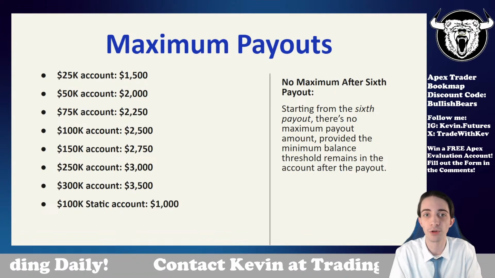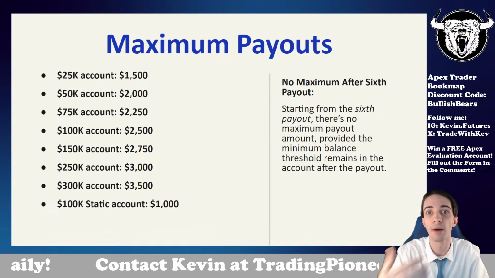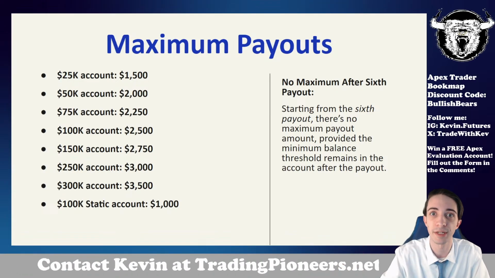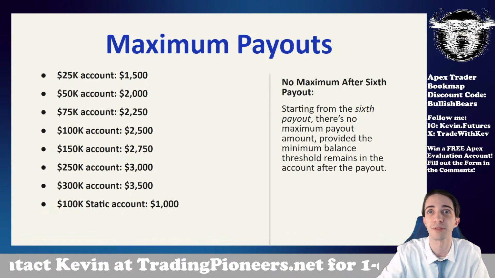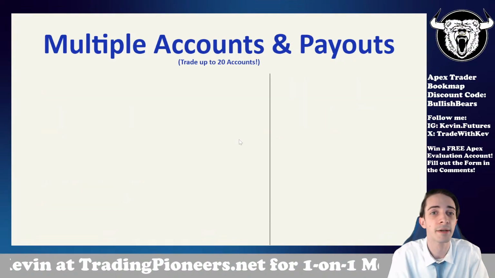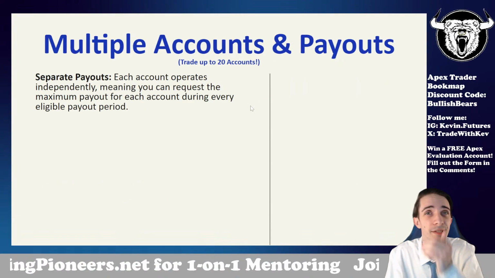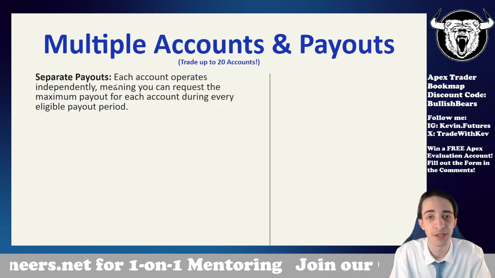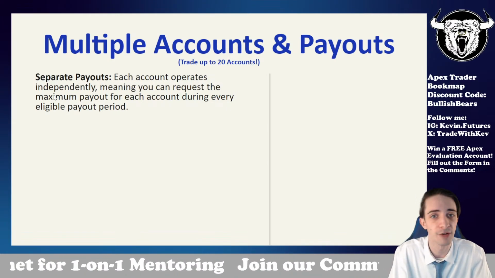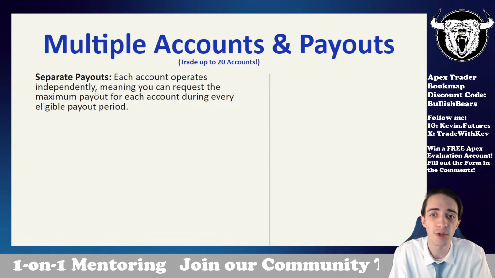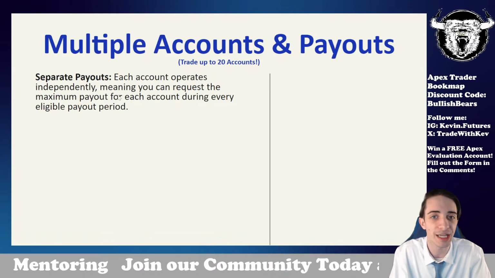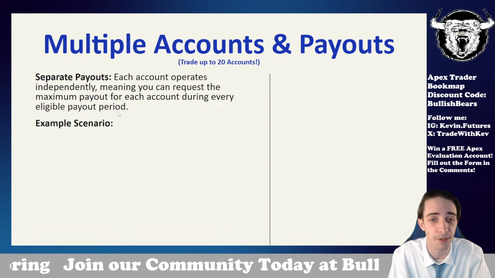If you've been bag holding, you've been growing the account for a month or two, and you're in 20,000 in profit, you're able to finally take out that 20,000 off the top. Multiple accounts and payouts. Guys, trade up to 20 accounts. That is amazing. So separate accounts, separate payouts. Each account operates independently, meaning you can request the maximum payout for each account during every eligible payout period.